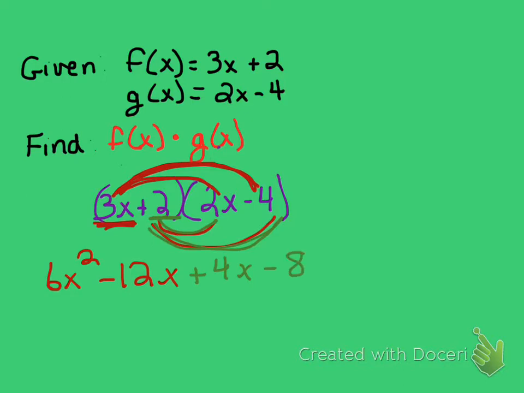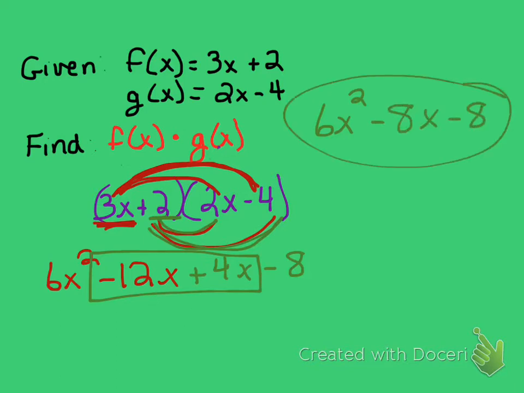Now, I have a polynomial here, and I need to simplify it. I've got to get all of my like terms. I want to have just one term per variable, so I've got to combine my two middle terms. I end up with an answer of 6x squared minus 8x minus 8, and that's my final answer. So that is probably the hardest part, how to multiply these. A lot of people think of it as the extreme distributive property, because you are not distributing just once, you're having to distribute twice.